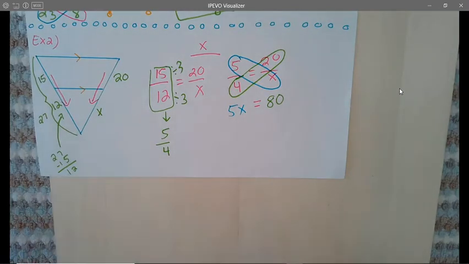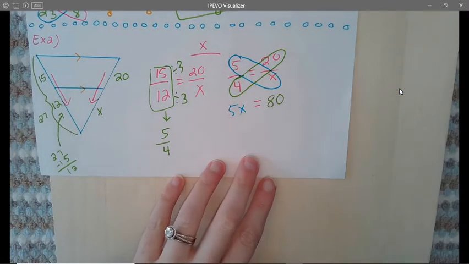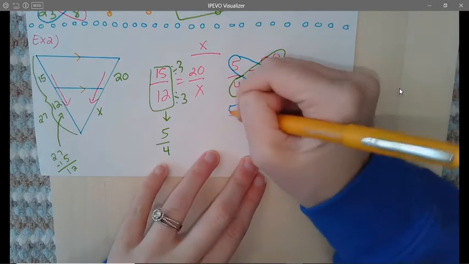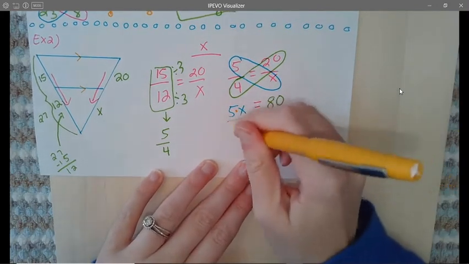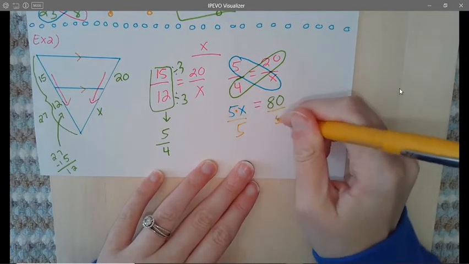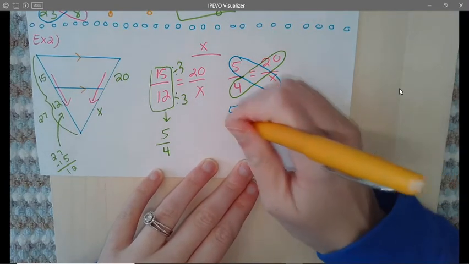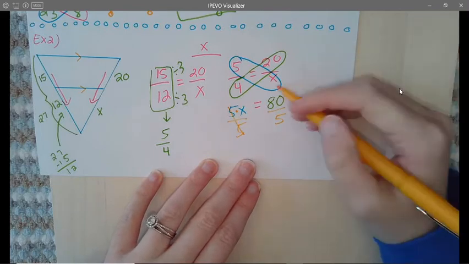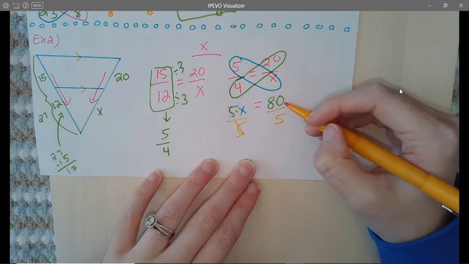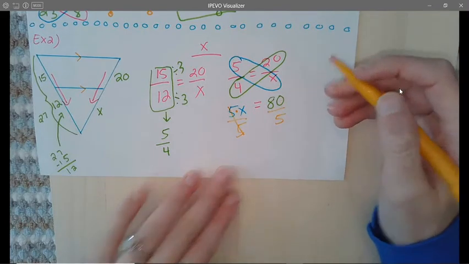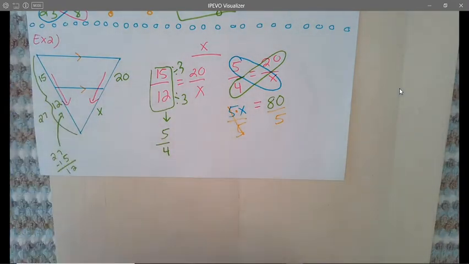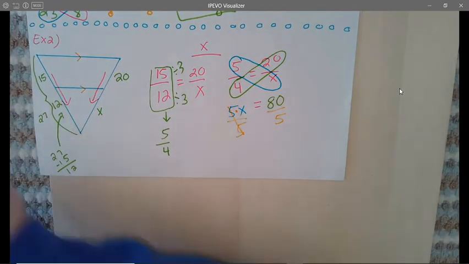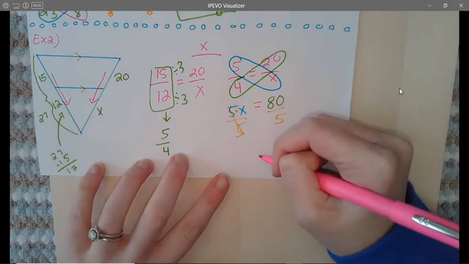The 5 and the x are secretly multiplying together. So the way I bring the 5 to the other side is by dividing both sides by 5. 5 divided by 5 will cancel and turn to 1. 80 divided by 5, I'm pretty sure is 16. Yes. So x is going to be 16, which let me just double check. Yeah.